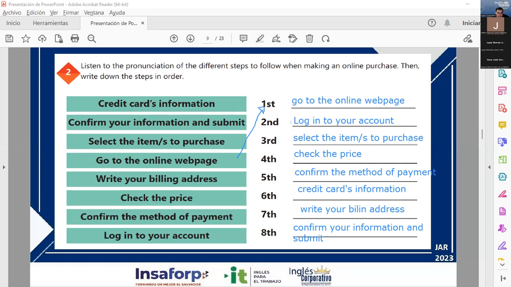Okay, first go to the online web page. Yes. Log on. Oh, it says here login. Okay. Login to your account. So you put your name and password. So select the items to purchase. Well, first check the price. ¿Verdad? Check the price. Primero se ve qué precio tiene para después seleccionar los productos. Si no me alcanza, no los compro.